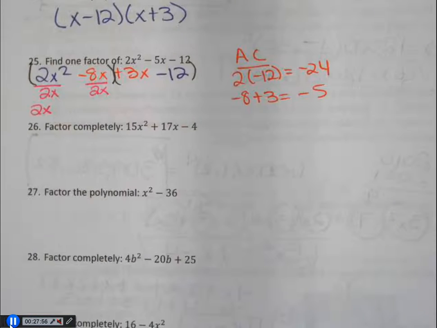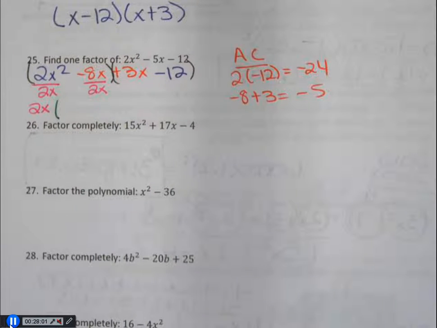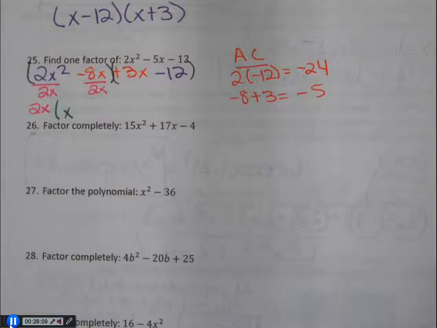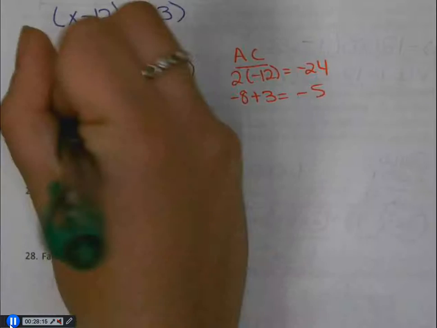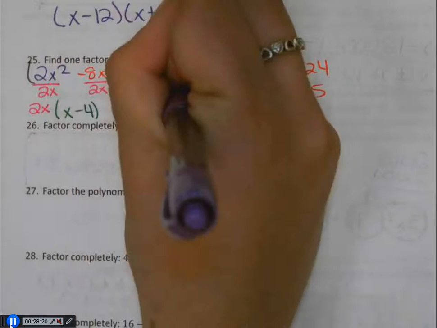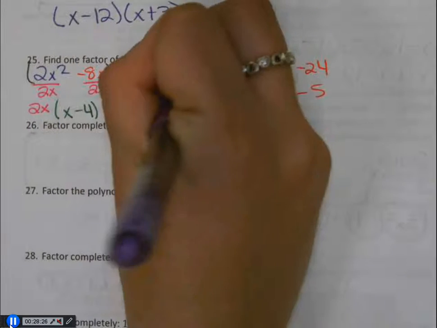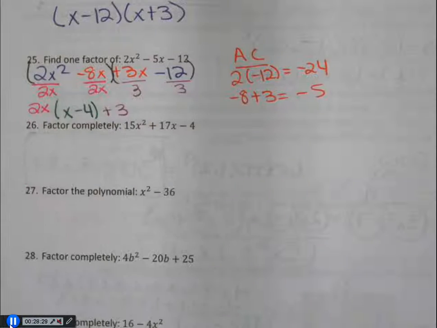Okay. So I write 2x out front, and then what I get left over goes on the inside. So 2x squared divided by 2x is x. Negative 8 divided by 2x is negative 4. Over here in the second set, what do they have in common? Divide them by 3. And then what I get left over, I write on the inside. 3x divided by 3 is just x. Negative 12 divided by 3 is negative 4.